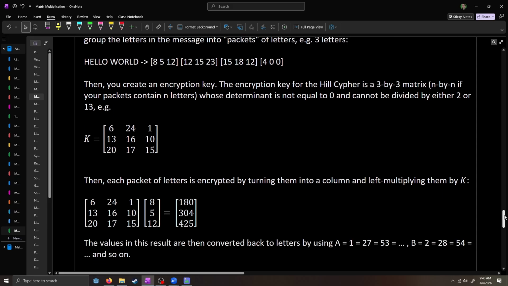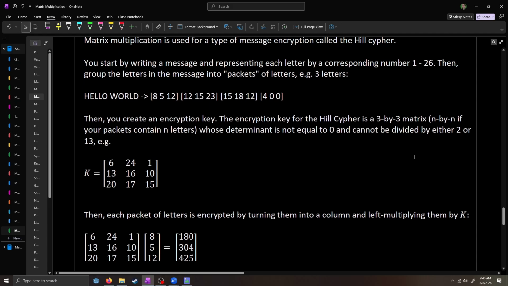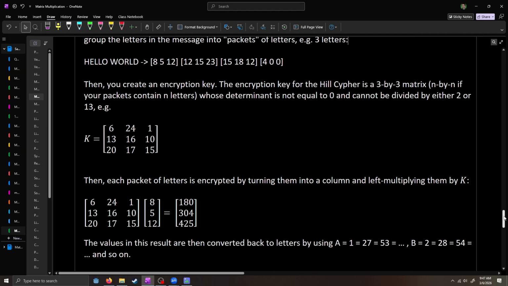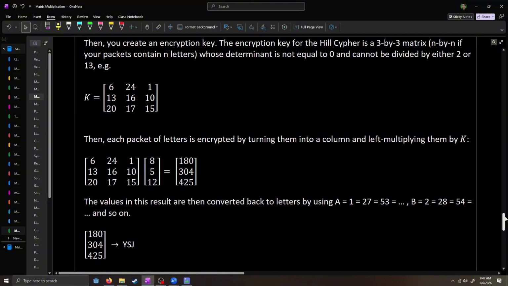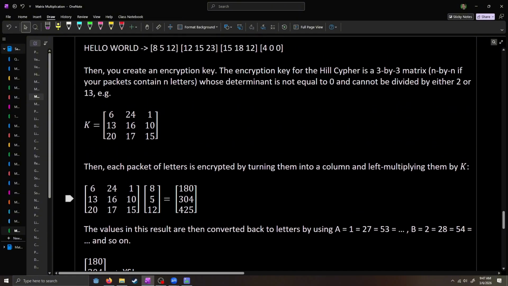So just for an example, suppose that I have decided that my encryption key for the Hill cipher is going to come in the form of this 3 by 3 matrix. I'm then going to take each of the packets of letters that I have created corresponding to my message, and I am going to multiply them by this encryption key. So for example, here is my encryption key 3 by 3 matrix, and I'm multiplying that by the first packet of letters, the vector 8, 5, 12, set up as a column vector.